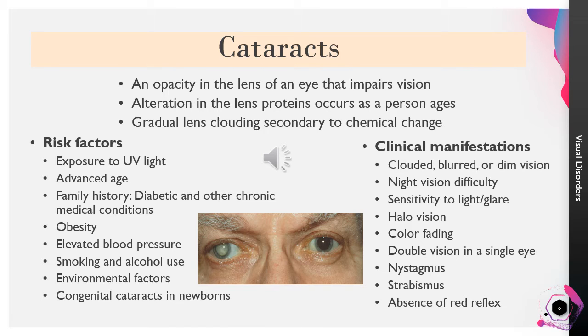Some of the signs or clinical manifestations of cataracts include blurry vision, clouded vision, or vision that is dimmed. A client with cataracts may also have difficulty seeing at night. They can have sensitivities to light and glare. They may also see a halo around objects. They can have issues with color fading or have double vision in a single eye. They may have nystagmus, which is involuntary eye movement, or strabismus, which is when the eyes don't look in the same direction at the same time, or an absence of the red reflex. Congenital cataracts in newborns are actually diagnosed by this absence of the red reflex.